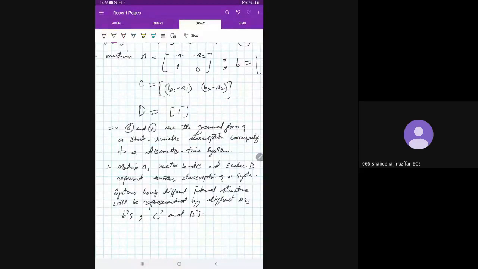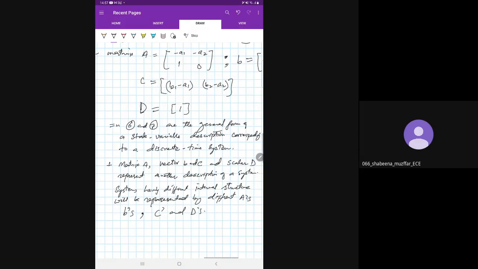Please remember that matrix A, vectors B and C and scalar D capture a different dimension of the system. They capture the internal structure of the system. I'll give you an example later on, it will be clearer with that example. If you have a system with a different internal structure other than the direct form II that we have taken above as an example, then the values of A, B, C and D will be different. This you must always remember.